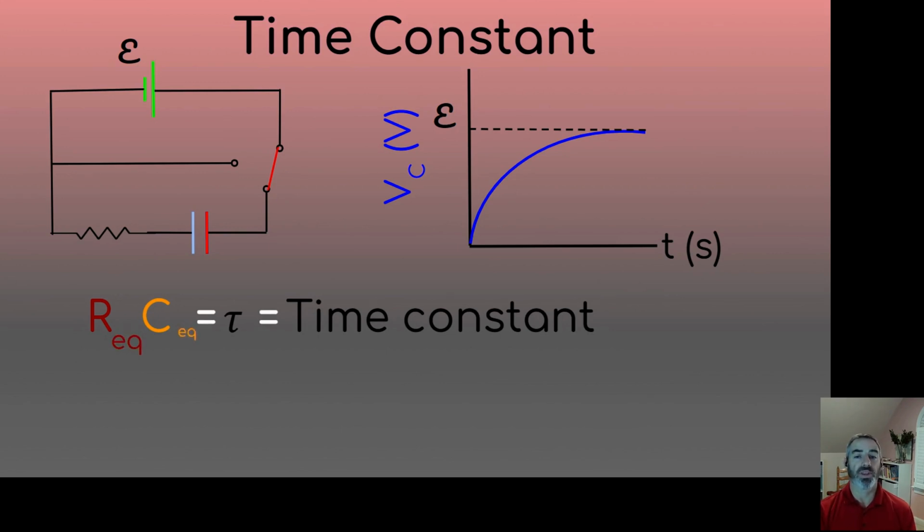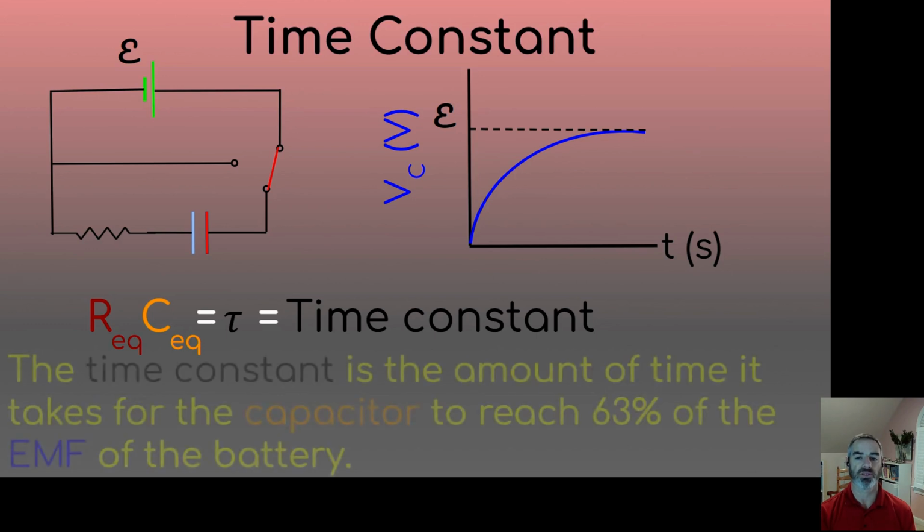Now, note that this is the equivalent resistance and equivalent capacitance. In this simple circuit, I only have one capacitor and one resistor, but we'd find the equivalent of each to find the time constant in a more complex circuit.